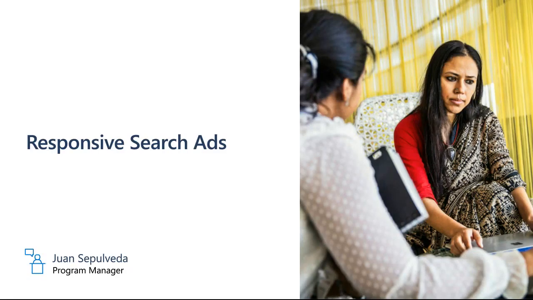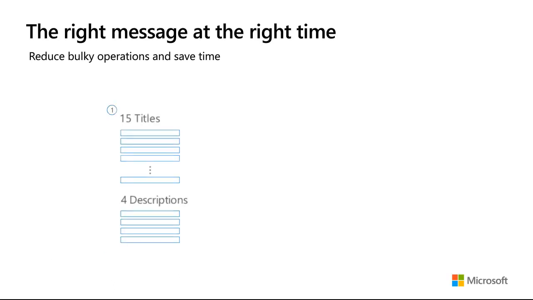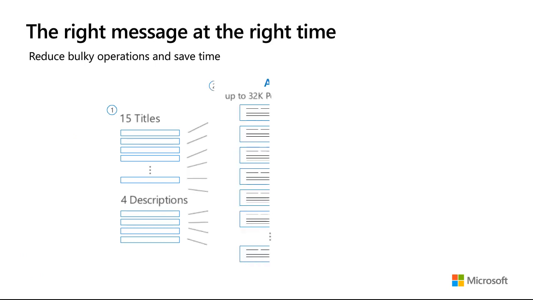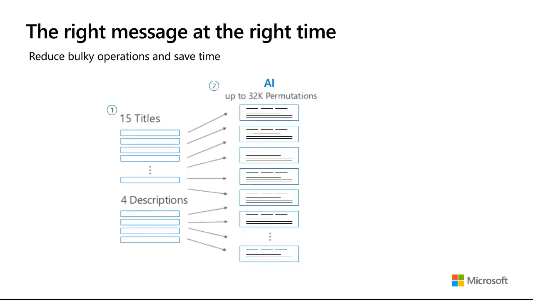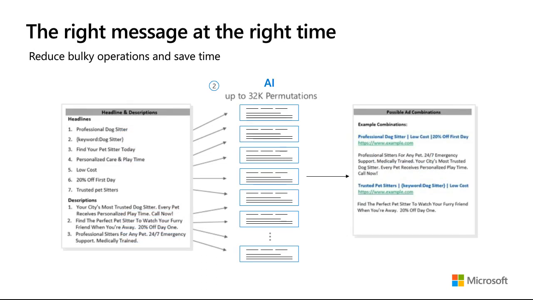Thank you so much, Jen. As many of you may know, responsive search ads is a new ad type where advertisers provide 15 titles and 4 descriptions, and our machine learning provides up to 32 combinations to give you the right message at the right time. Let's look at a quick example here. You can see the possible headlines and possible descriptions on the left, and the final combinations of what they look like on the right.